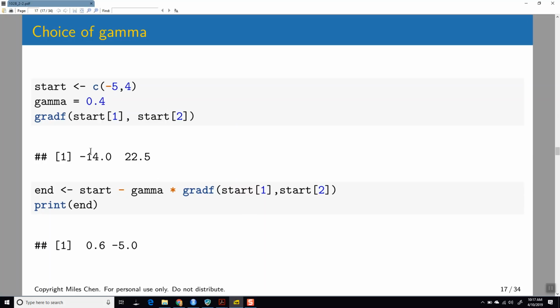Gamma is 0.4. So my gradient is exactly this. But if I do 0.4 times the gradient, rather than subtracting off 1.4 from 5, I'm going to be subtracting off 1.4 times 14 times 0.4, which is going to be 5.6. So here I'm starting off at negative 5, and then I'm going to subtract off a negative 5.6. So that ends up at positive 0.6.